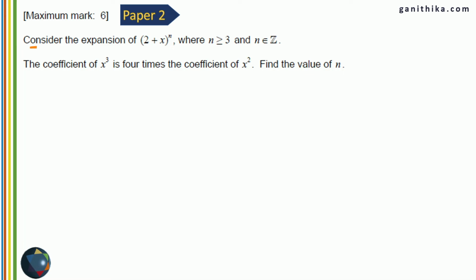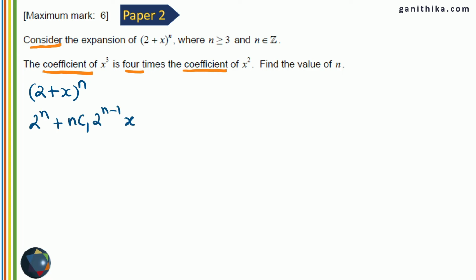So the expression inside the bracket is just (2 plus x) power n. Therefore, we have to find the coefficient of x cube, which is going to be 4 times the coefficient of x square. So we just need the x square and x cube terms, which is going to be just the second or third term here. So let's expand this because we have a simple binomial inside the bracket.